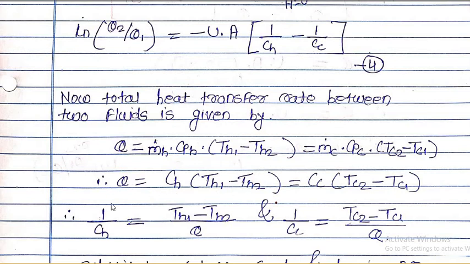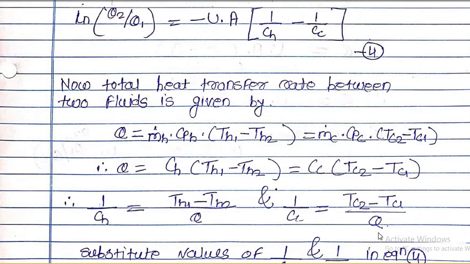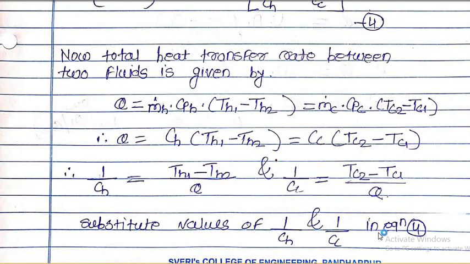From that we can write 1 upon Ch is equal to Th1 minus Th2 divided by Q. And from the first and the last term we can write 1 upon Cc is equal to Tc2 minus Tc1 divided by Q. Now we have calculated the values, or we can say the terms, for 1 upon Ch and 1 upon Cc. Now just put these values of 1 upon Ch and 1 upon Cc in equation number 4.